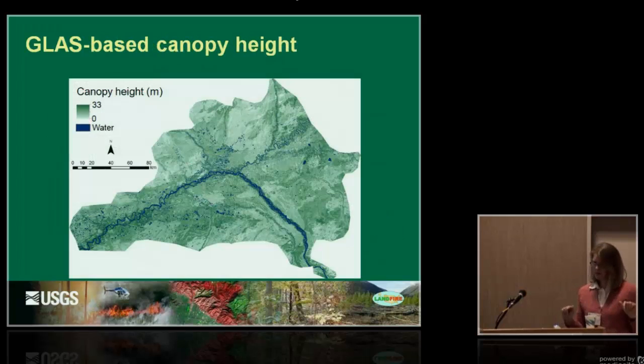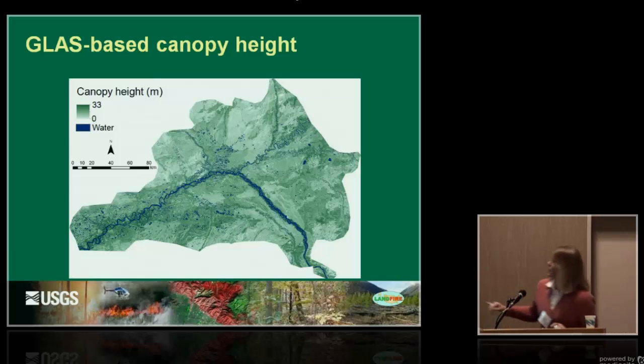Working with another researcher at AROS, we've done a lot of work in the Yukon Flats ecoregion of Alaska. The big river is the Yukon. Fairbanks is about down here, where the helicopter is. And we used the GLAS data and a decision tree modeling approach, because, again, the data aren't continuous, and Landsat data to generate the spatial product of height.